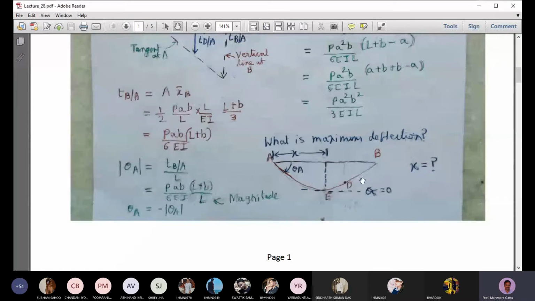So I'll give some hint. We want to find a point E such that it is at a maximum distance from the horizontal. So what will happen is at point E the slope will be 0. So theta E is 0. Okay, so we want to find what is this distance x. So E is the point of maximum deflection, and here the slope is 0. And we want to find what is this length x.